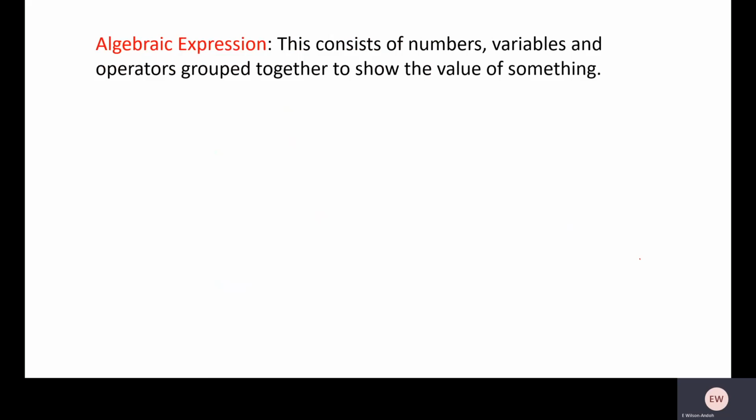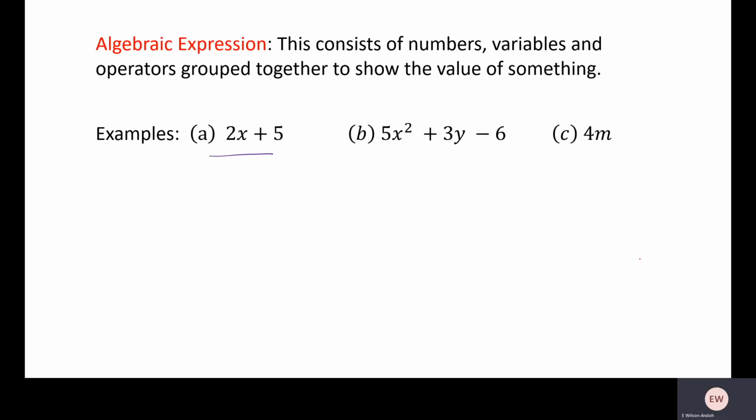The next one we look at is expression. So an expression consists of numbers, variables, and operators grouped together to show the value of something. And these are examples of expressions. So in the first one, the operators are the plus and then the multiplication, because the 2x is the same as 2 times x, and the multiplication sign is an operator.